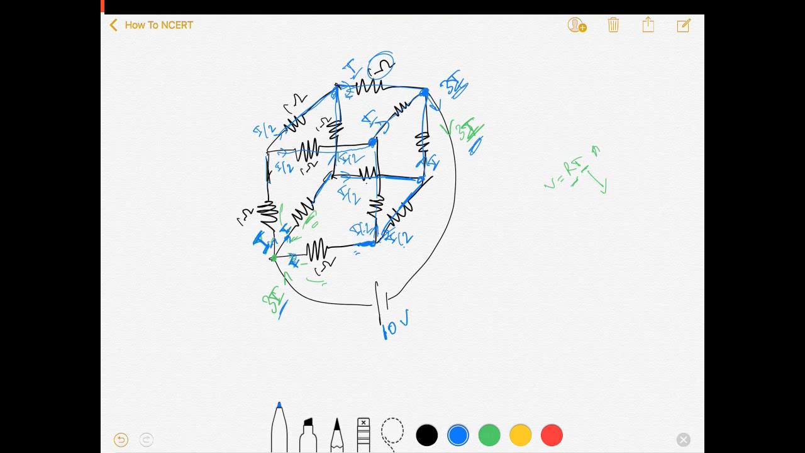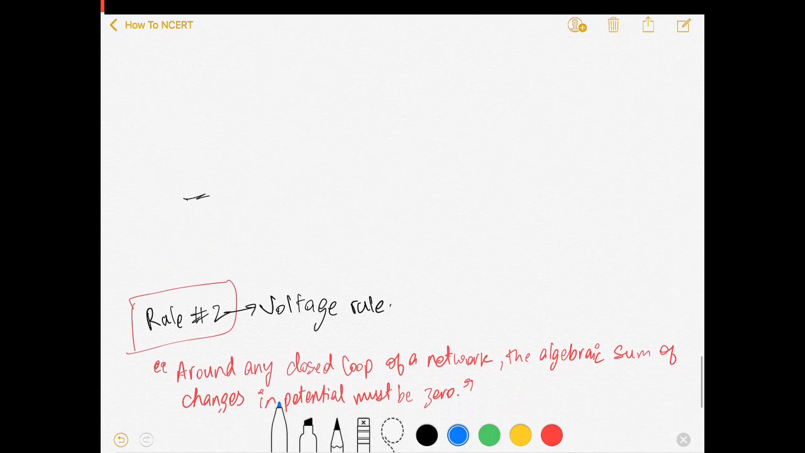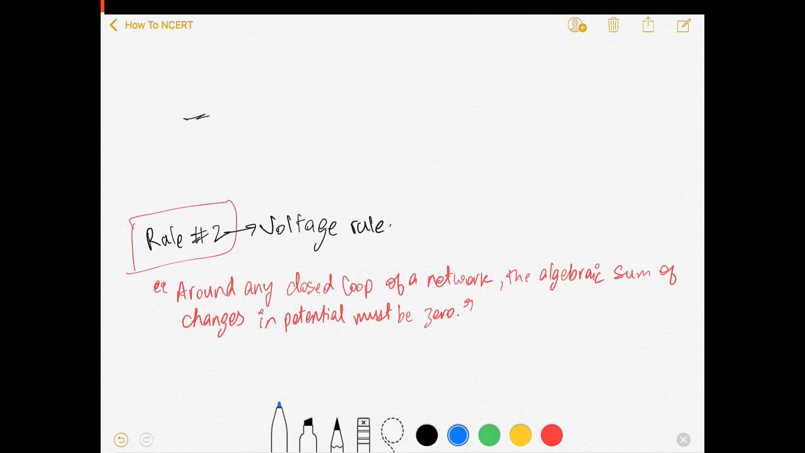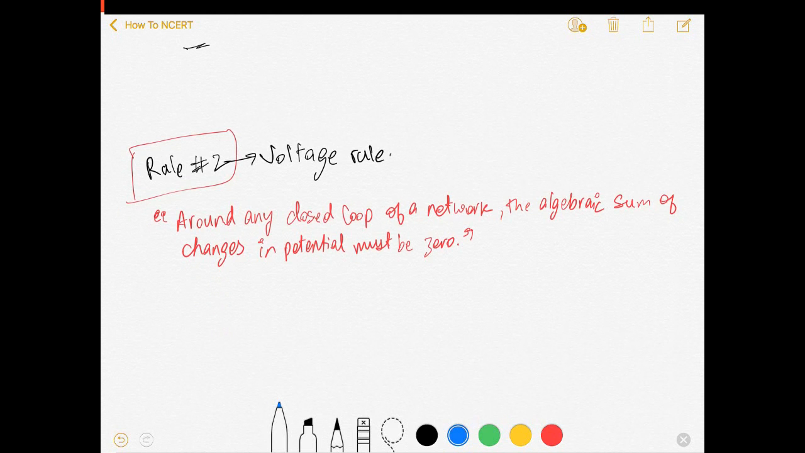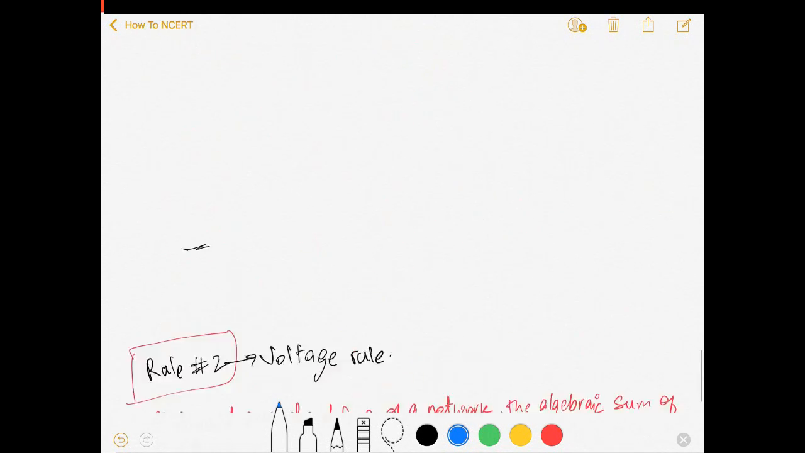All right. Now, to Kirchhoff's second rule, the voltage rule. The statement basically says around any closed loop of a network, the algebraic sum of changes in potential must be equal to zero. This probably sounds even more complicated than the first rule. Now, the best way to understand it is by understanding how displacement works.